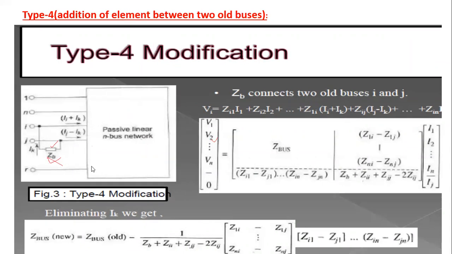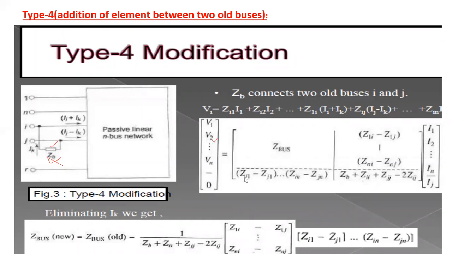This is the type 4 modification diagram. In that type 4 modification, the ZB is added in between the two old buses, that is old bus I and old bus J. Therefore VI is equal to ZI1 I1 plus ZI2 I2 plus ZI1 into II plus IK plus ZJ1 I1, IJ minus IK plus and so on, ZIN into IK. This is the equation for the voltage, and VK is equal to 0.